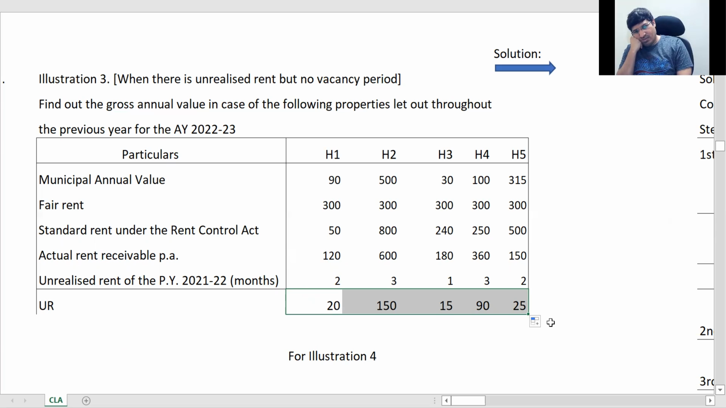Yes, sir. Okay. Matching for all? Are the figures matching for everyone, UR too?